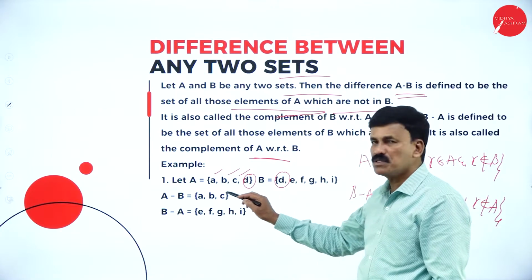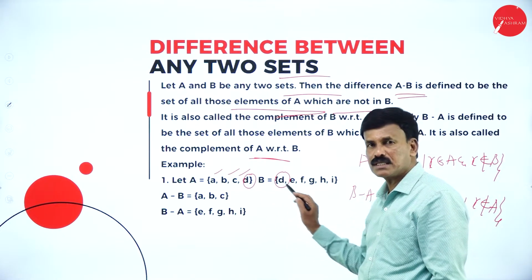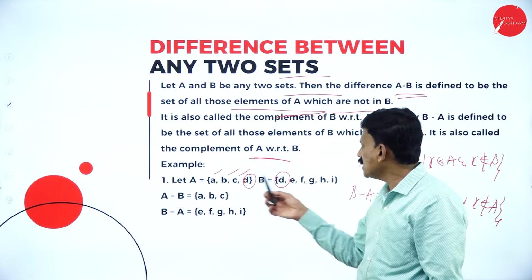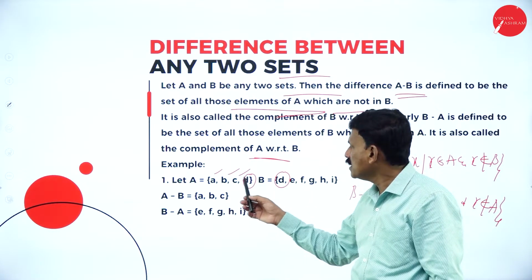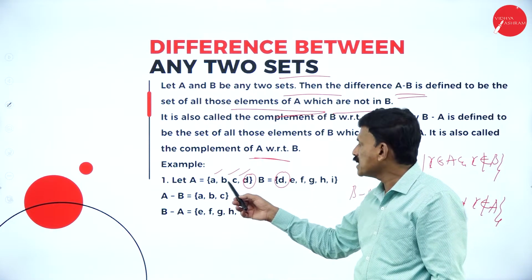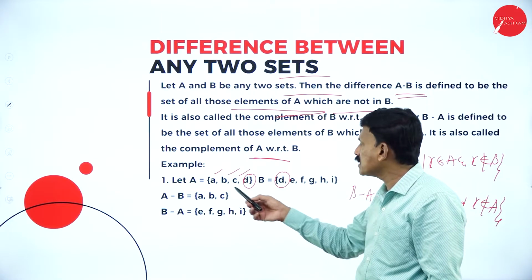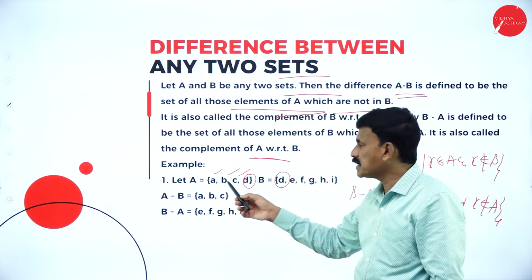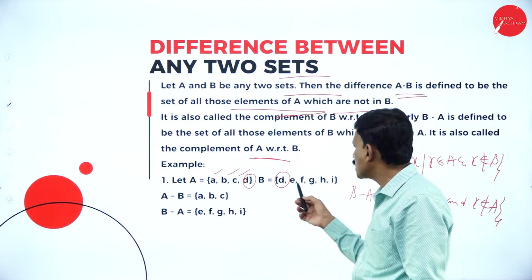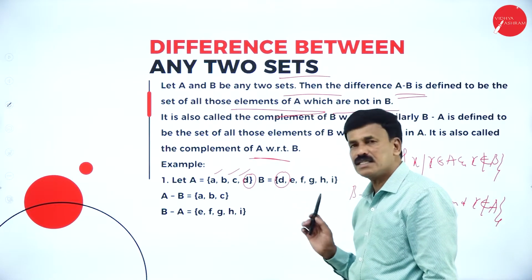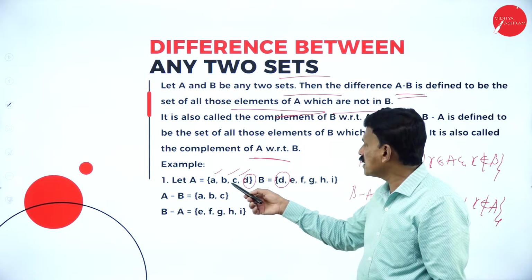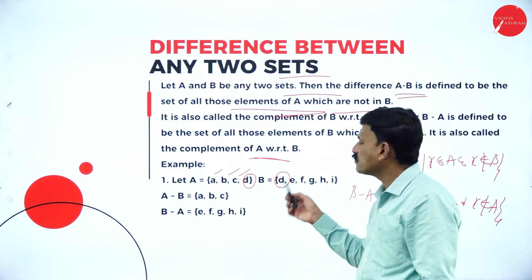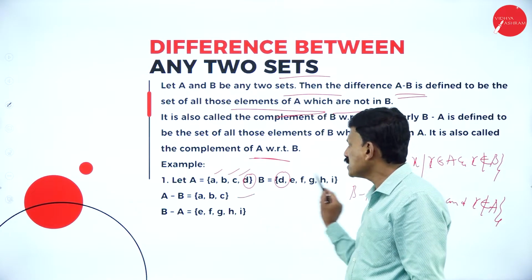So A minus B means all the elements which are in A but not in B. So A contains a, B does not contain a. Similarly, the set A contains b, the set B does not contain b. Similarly, the set A contains c, whereas the set B does not contain c. So we can write {a, b, c}. And d is in A as well as B, therefore we cannot take it. This is A minus B.